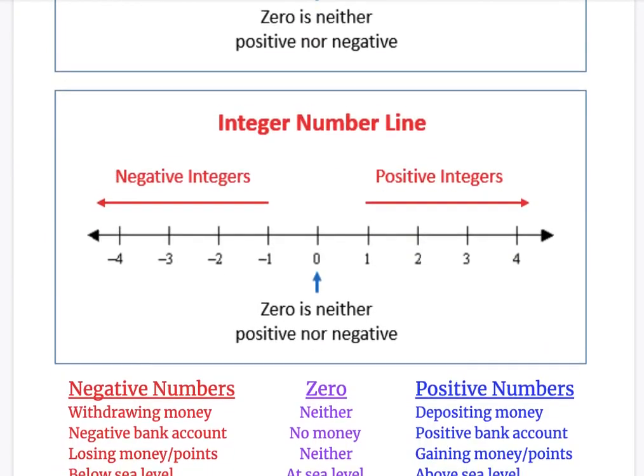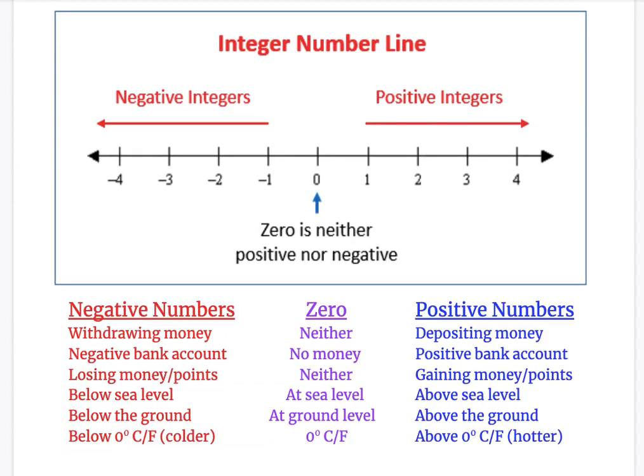So to start off, we have the integer number line. You might want to jot this into your notebook. 0 is kind of the barrier between positive and negative integers, and it is neither positive nor negative. So it's right in the middle. You have positive integers, so that's like your normal counting numbers, 1, 2, 3, 4, 5, 6, and so on.